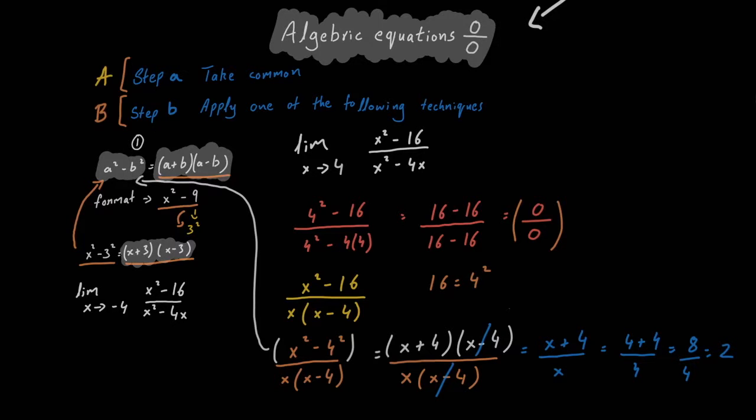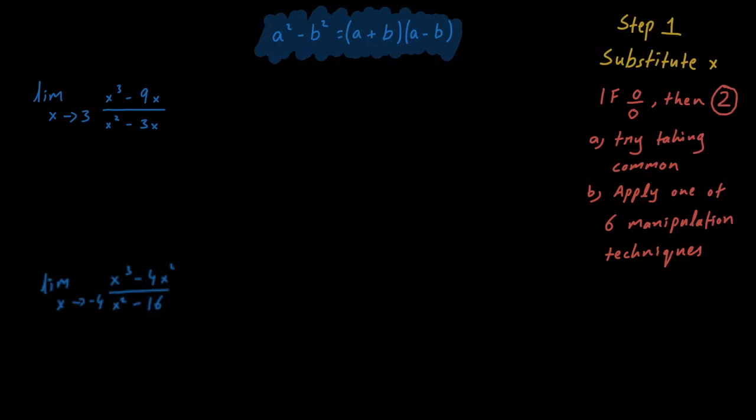Let's try doing some practice questions for this manipulation technique. Limit as x approaches 3 of x cubed minus 9x divided by x squared minus 3x. We know that the first step towards solving any calculation limit problem is simply substitution. So we will do that. 3 cubed minus 9 into 3 divided by 3 square minus 3 into 3. So it will become 27 minus 27 divided by 9 minus 9, which is 0 divided by 0.